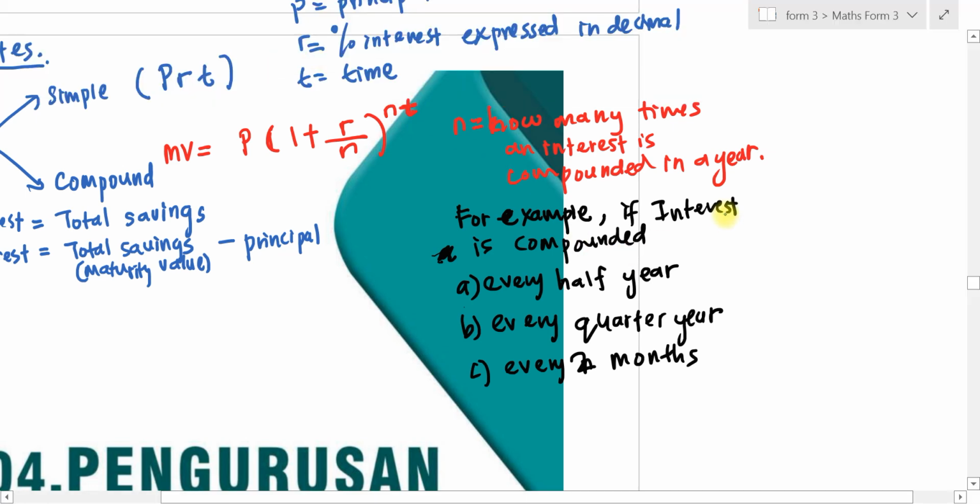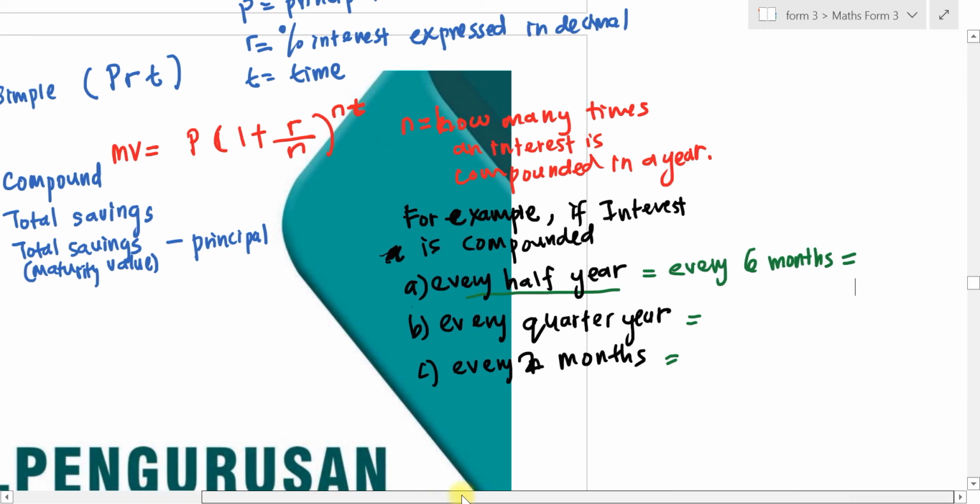Okay, first you must understand this statement. They are saying interest is every half year. Every half year means what? Every 6 months. So in 1 year, how many 6 months? There are two 6-month periods, right? The first 6 months and the second 6 months. So your n equals 2. Every quarter year, quarter means 1 over 4 times 12. So how many months? 3 months. Every 3 months.